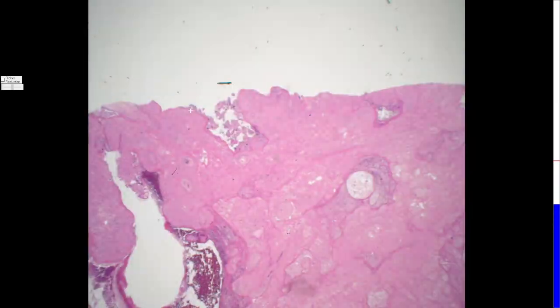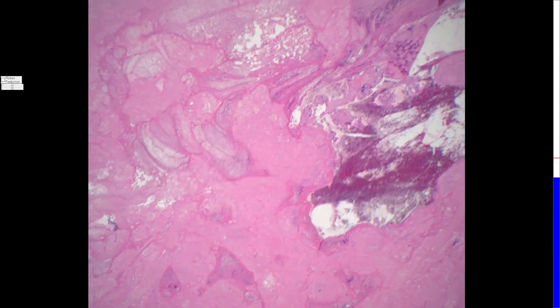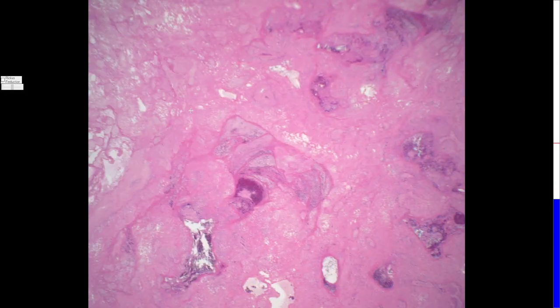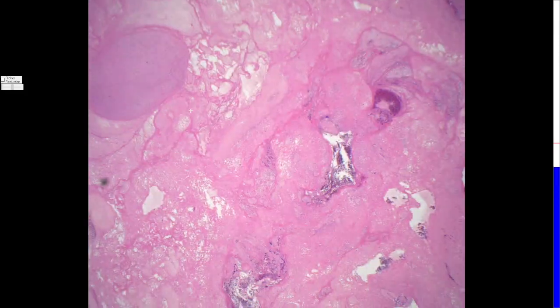So I'm going to go one more low power so you familiarize yourself with the appearance of massive perivillous fibrin deposition. This is a mature placenta, third trimester placenta, but this is a condition you can also see in products of conception in the first trimester. So just keep an eye out for that.